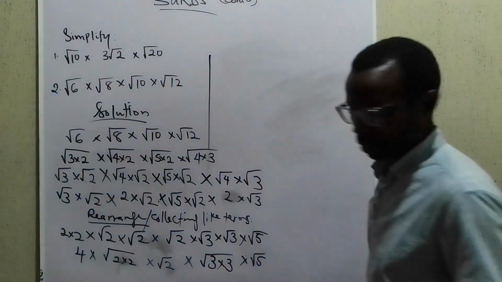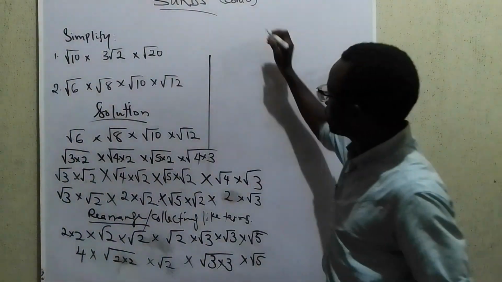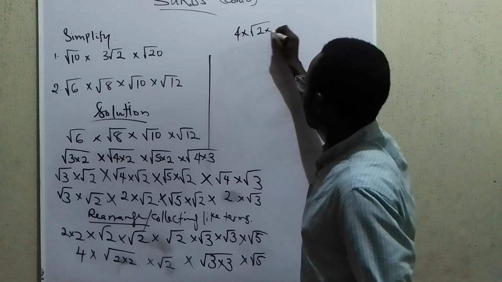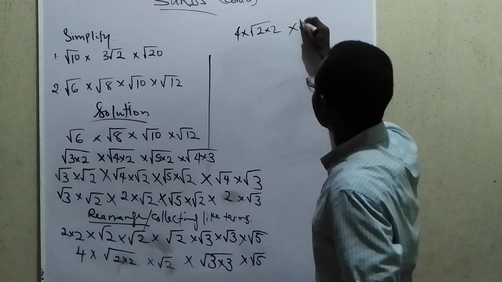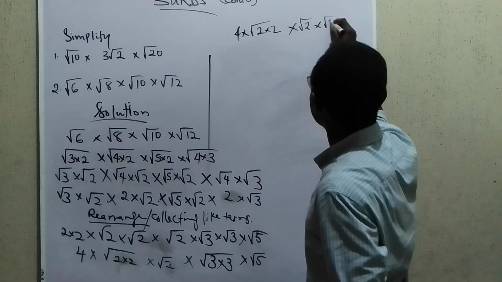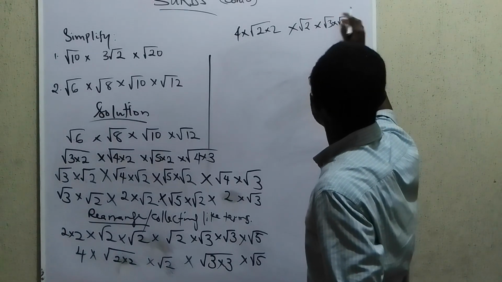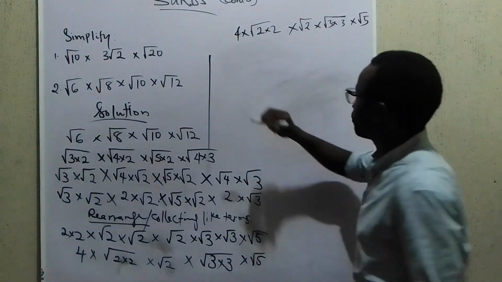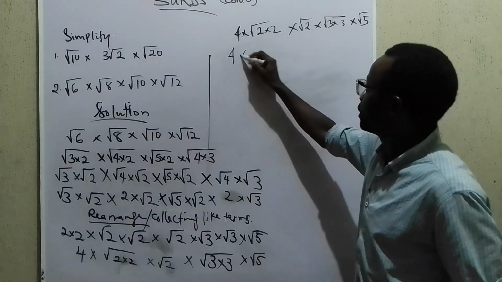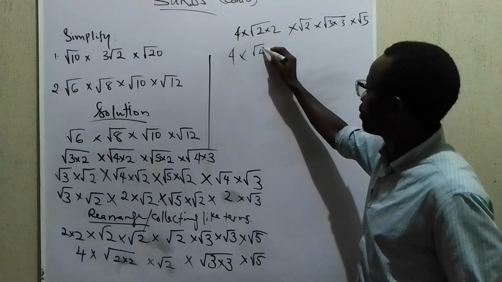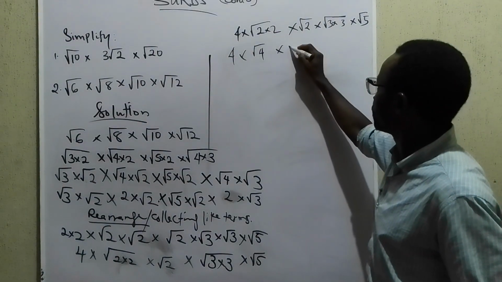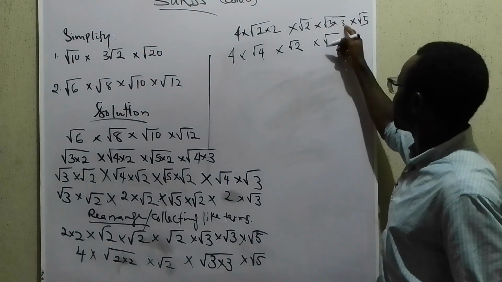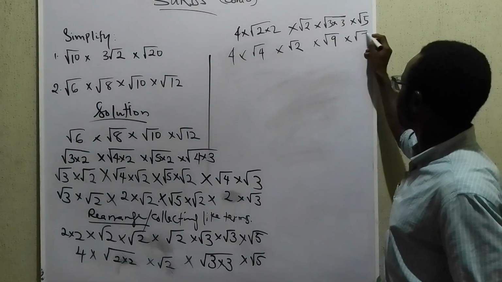Okay. So from here now, let me bring everything here we have here. 4 times root 2 times 2. I'm just bringing it up. Times root 2 times root 3 times root 3. I already joined them. Times root 5. So this is 4. 2 times 2 is already root 4 times root 2 times this is root 3 times 3 is 9 times root 5.